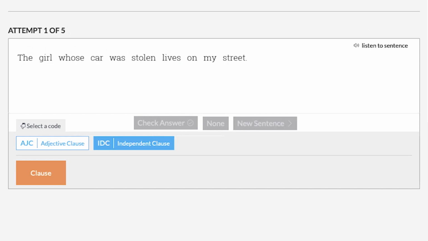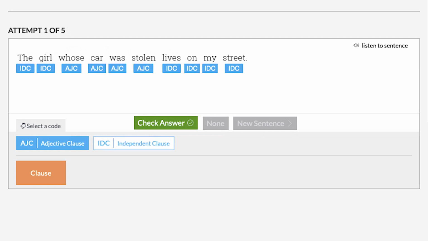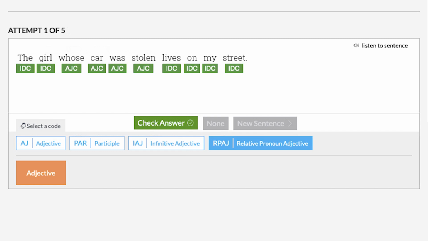An example of an adjective clause with a relative pronoun functioning as an adjective in the dependent clause. The girl whose car was stolen lives on my street. The girl lives on my street is an independent clause. Whose car was stolen is a dependent clause functioning as an adjective. It describes which girl. The word whose is a relative pronoun introducing the dependent clause and functioning as an adjective within the dependent clause whose car was stolen.